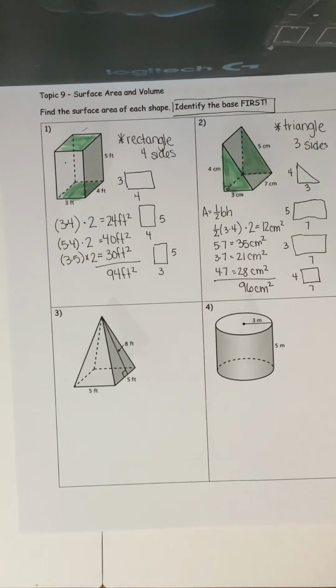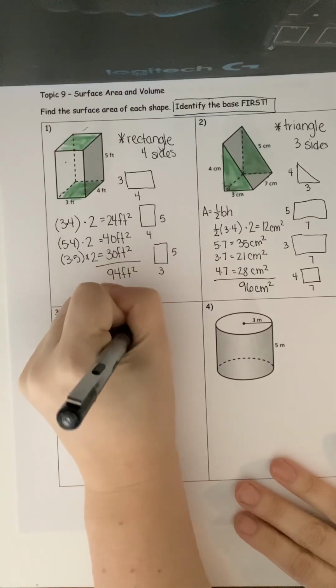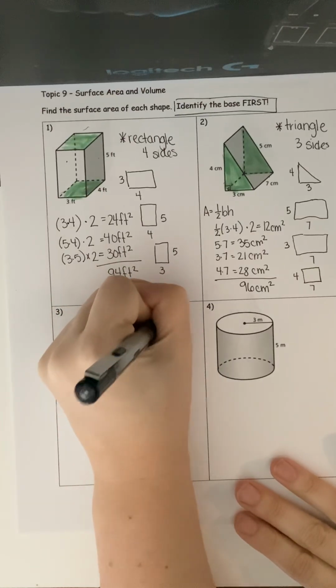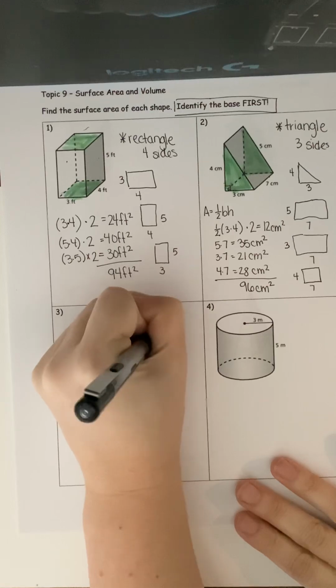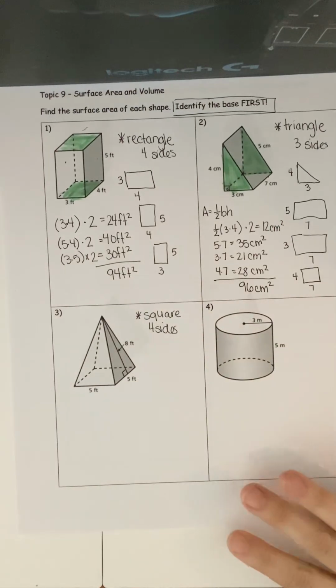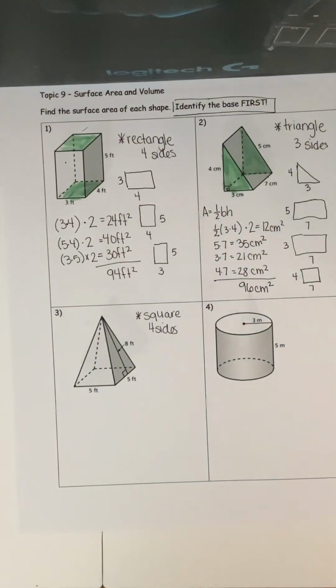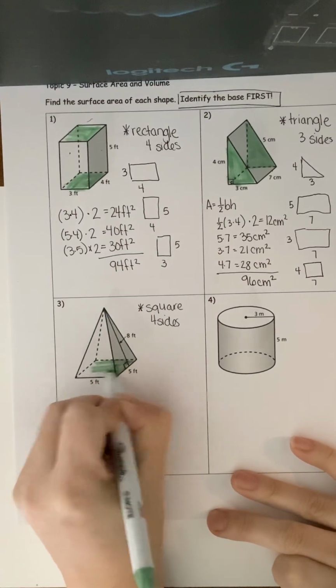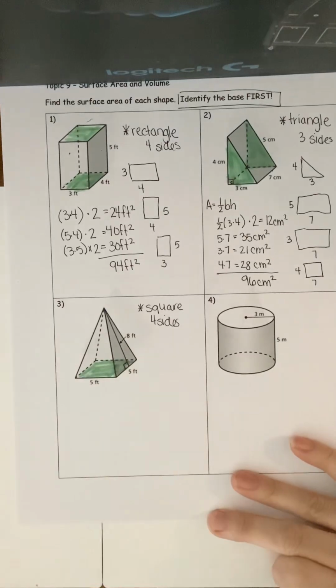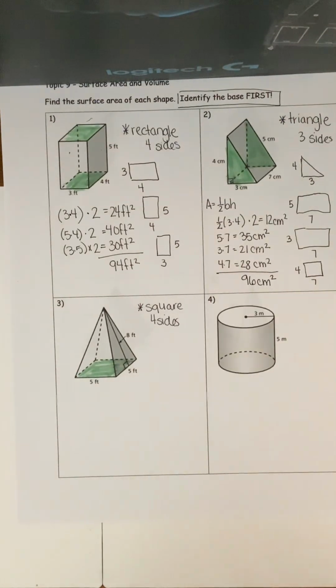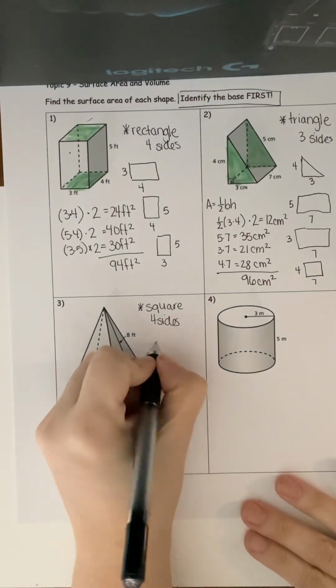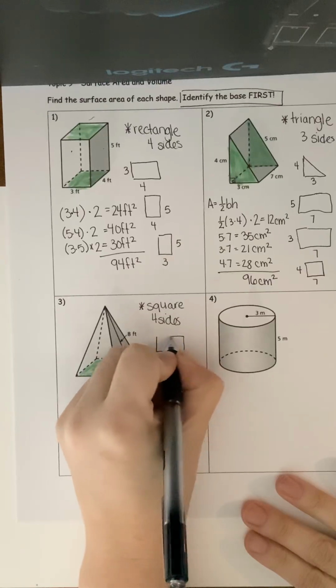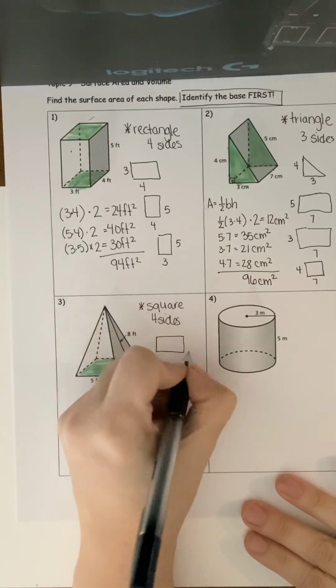Now our problem number 3, we have to identify the base. Our base is a square with 4 sides. All right, so I'm going to color in our base. All right, so this is what we call a square pyramid. We have a base that is a square, so it's going to be, oops, that's more like a rectangle, sorry, but it's a square.